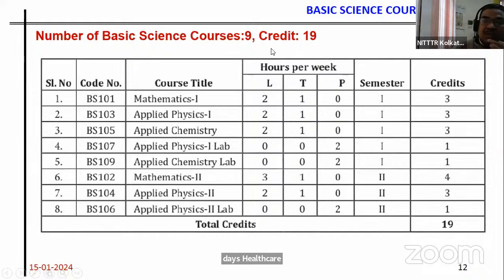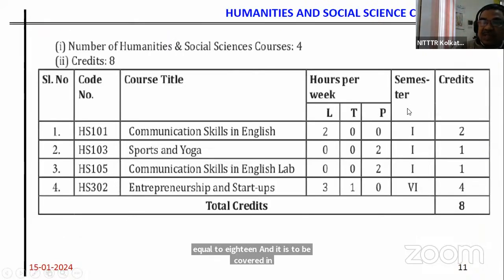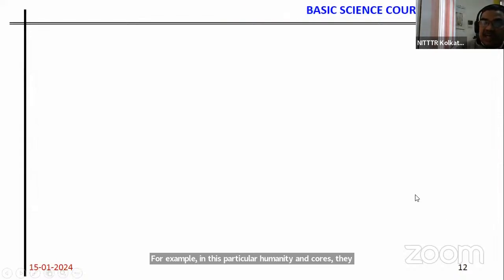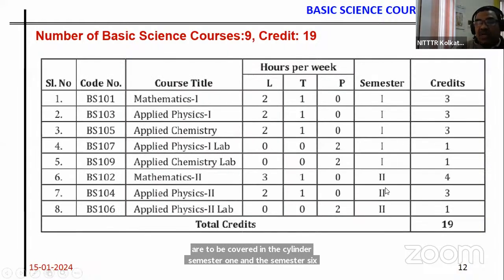Basic science course, the total credit is 9. Mathematics, then applied physics, applied chemistry, applied physics lab, chemistry lab, mathematics, applied physics 2, applied physics 2 lab, and the total number of courses is 8, and total credit is 19. It is to be covered in the semesters here. For example, this particular humanities course is to be covered in semester 1 and semester 6. Here, for these particular things, basic science courses are to be covered in semesters 1 and 2.